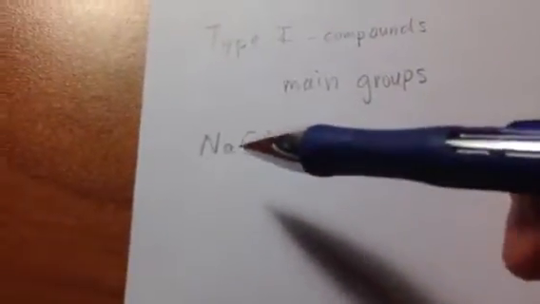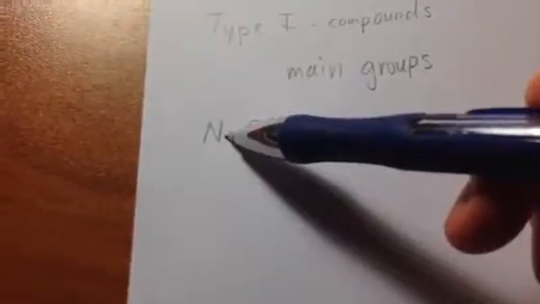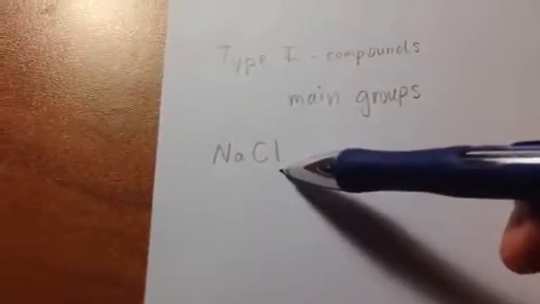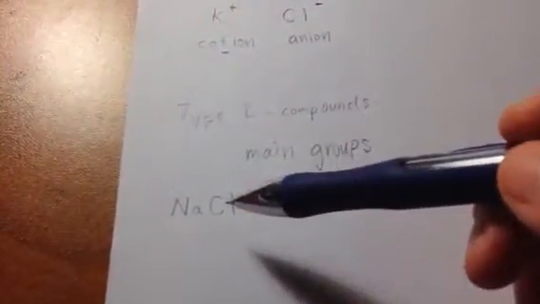I'm going to use some examples from the textbook. So let's just start with the simple one. Salt. NaCl. Alright, so let's check. First of all, we have a metal bonding with a non-metal. Okay, so check. We know it's ionic. So now let's see if these elements are from the main groups.